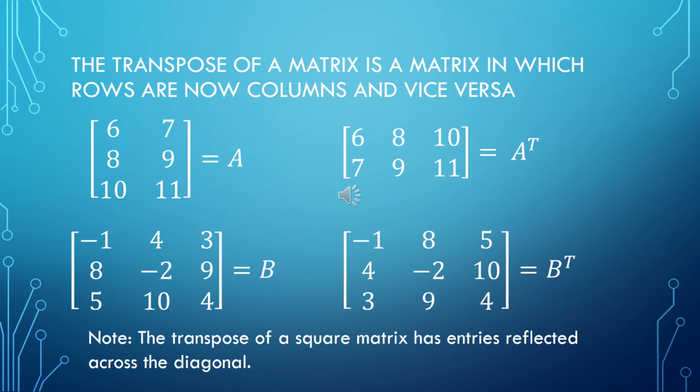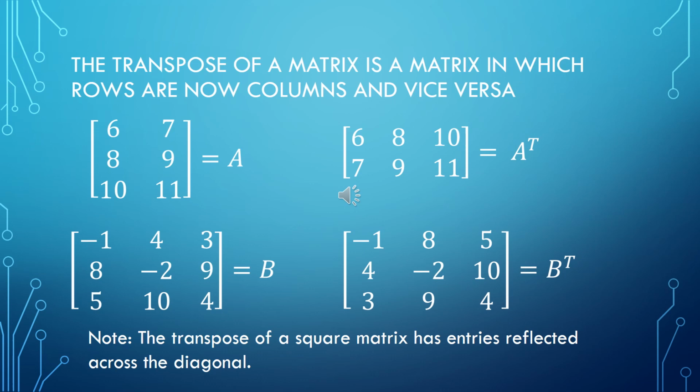So if I took the 3 by 2 matrix that I have here called A, where I have 3 rows, 2 columns, its transpose now has 2 rows, 3 columns. So 6, 8, 10 was a column. 6, 8, 10 is now the first row in the transpose. 7, 9, 11 was the second column. 7, 9, 11 is now the second row of the transpose.